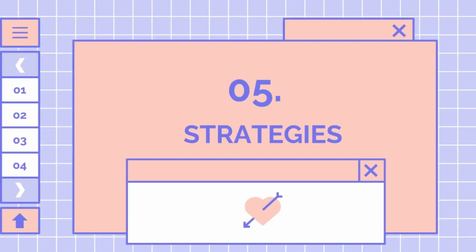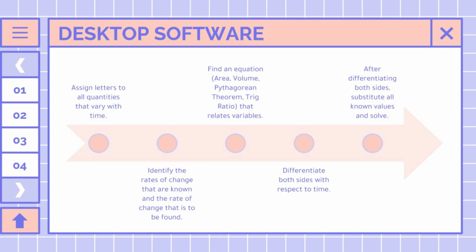There are 5 strategies for solving related rates. For the first one, assign letters to all quantities that vary with time. Second, identify the rates of change that are known and the rate of change that is to be found. Third, find an equation, such as area, volume, Pythagoras theorem, or trigonometry ratio, that relates the variables. Fourth, differentiate both sides with respect to time. And the last one, after differentiating both sides, substitute all known values and solve.